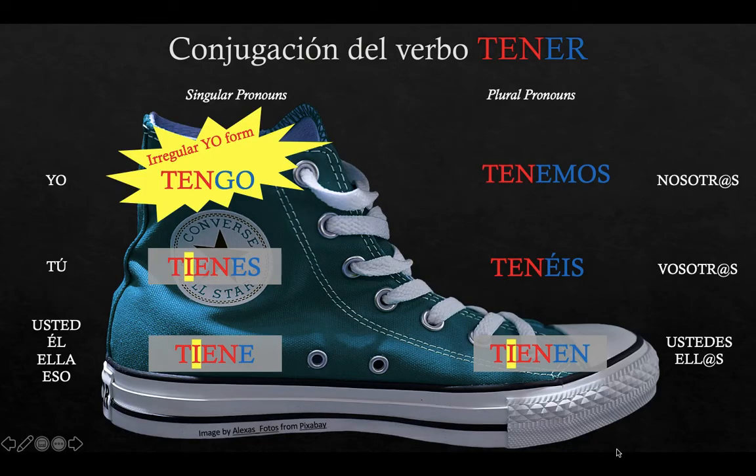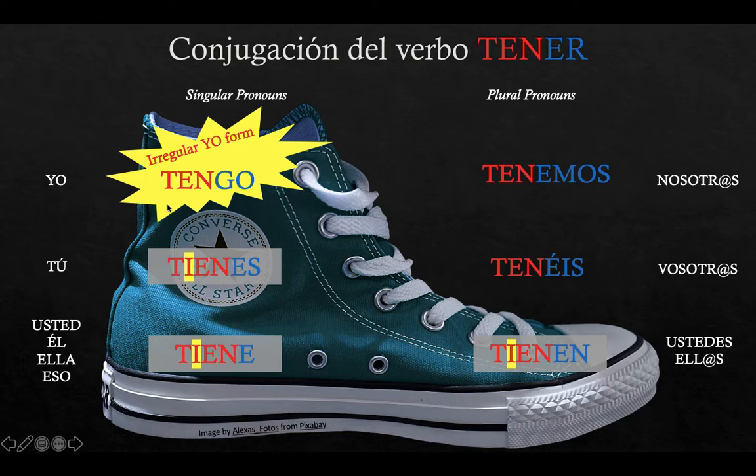Okay, so this is a conjugation of the verb tener. The verb tener has something in particular. It has an irregular yo form. It shares the same stem, but the ending is not just o, it's go. Instead of saying teno, which is our rule, it's going to be tengo.